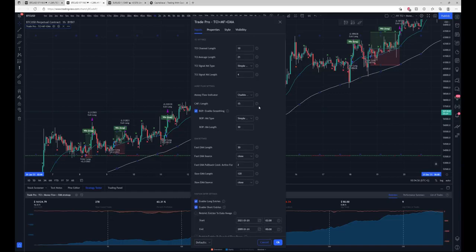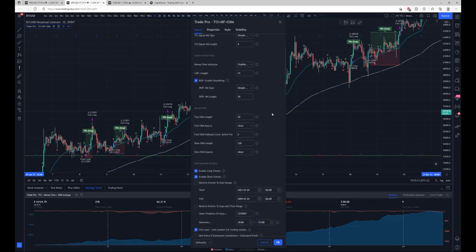Then there's the money flow indicator. So you can choose between the Chaikin money flow and the balance of power right now. We're going to add more if people request it. You can change the length of the Chaikin money flow. You can change the smoothing on the balance of power and, of course, the length of it as well.